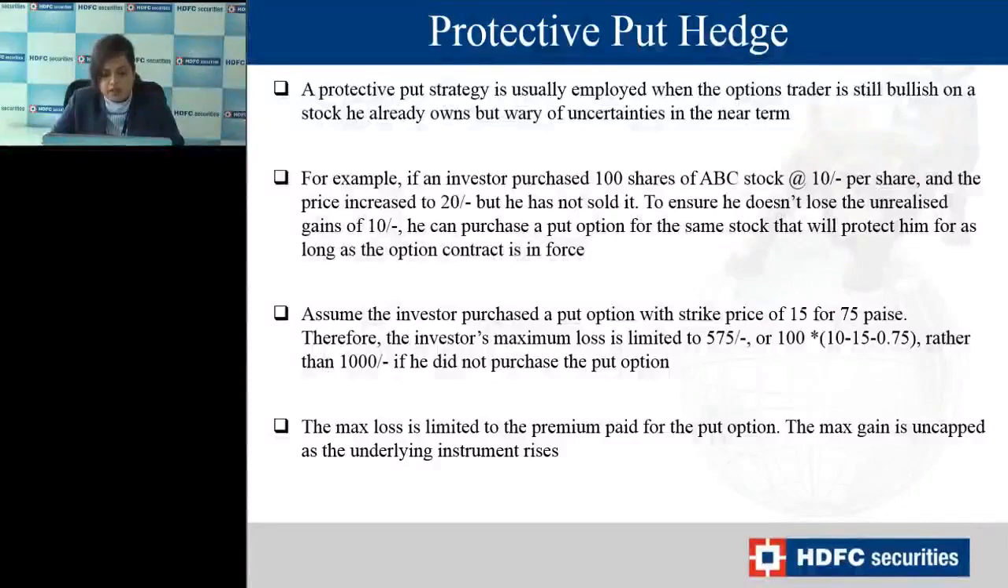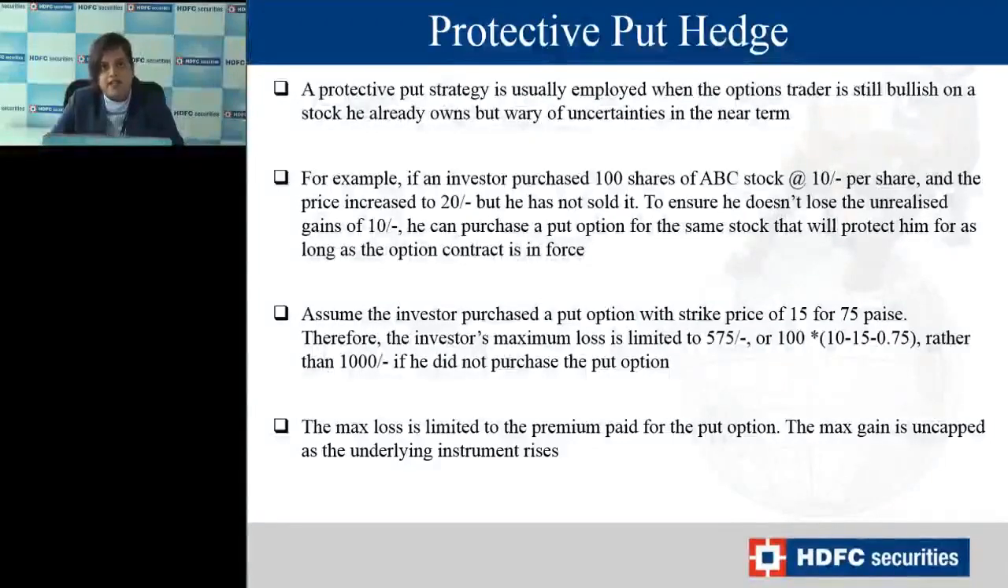So the maximum loss is only limited to the premium that you have paid for the put option, whereas the maximum gain is uncapped as the underlying instrument rises. So if this underlying instrument, that is ABC, goes to 50 rupees, your maximum profit can keep on rising till it goes to 50, 60. Whereas your put option at 75 paise will only expire worthless and turn into zero ultimately.